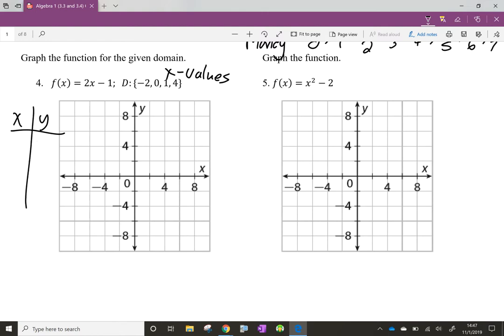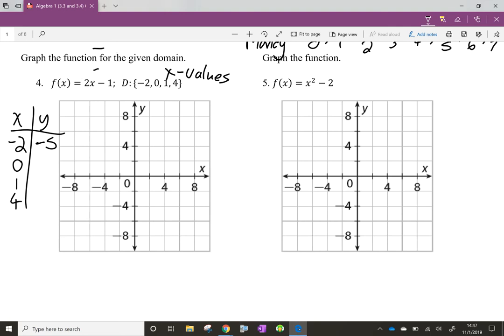So our x values are given to us. It's -2, it's 0, it's 1, and it's 4. Because that's the domain. Those are the x values that were given. So what we're going to do is plug those into the function one at a time and see what the outputs are for each of them. So if I plug -2 in, then this function is 2 times -2 minus 1. So what that means is 2 times -2 is -4, and -4 minus 1 is -5. So my output would be -5 when I plug in -2.